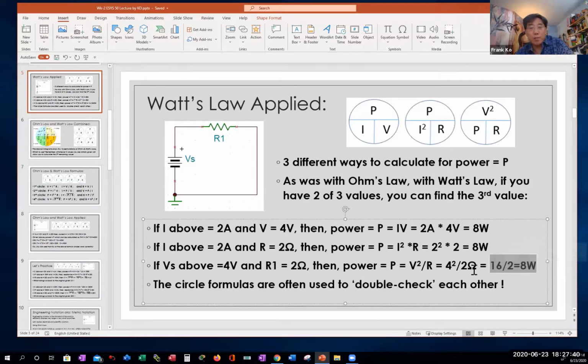Again, 8 watts. So what I've proven to you is as long as the quantities around this circuit are consistent, you can use any of the 3 Watt's law circles and you will arrive at the same amount of wattage. Okay? And the formulas are often used to double check each other. But like I say, don't be intimidated. Most of the time, you and I are going to be using the first power circle formula, P equals I times V. Any questions on this particular slide?